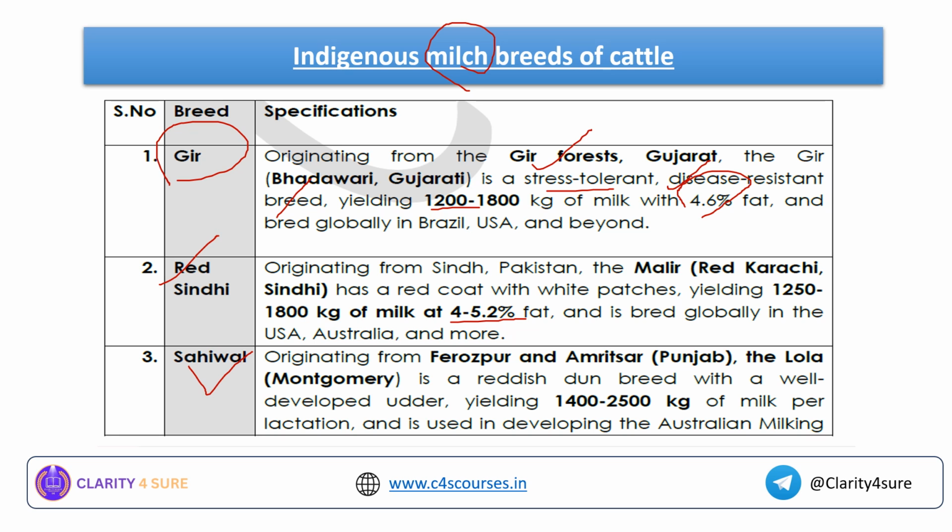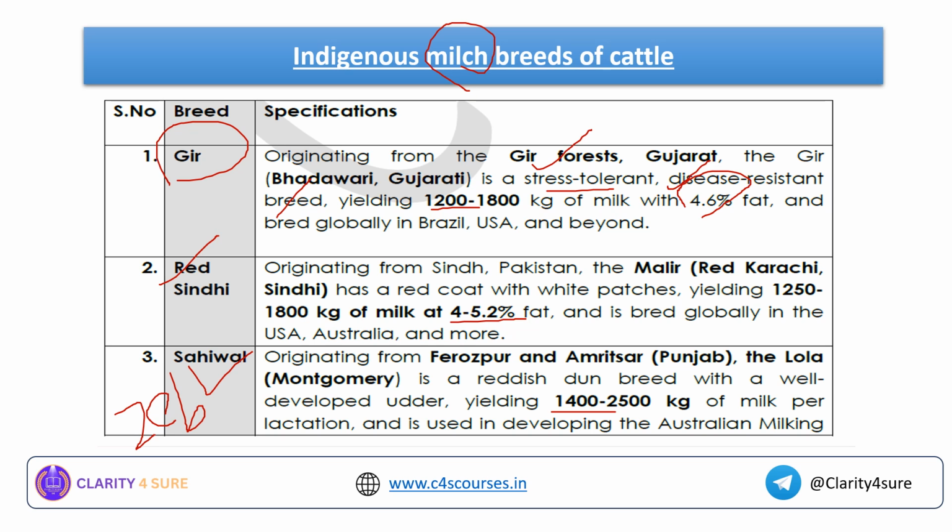This is a very important milch breed because this is the breed which gives you the highest milk yielding capacity, on an average of 1400 to 2500 kg of milk per lactation. It originated from the regions of Ferozpur and Amritsar in Punjab. It is also known as Lola. Red Sahiwal, also known as Lola, is one important breed which has been used in developing the Australian milking cattle called Zebu. Based on this Sahiwal only, the Zebu cattle has been bred.